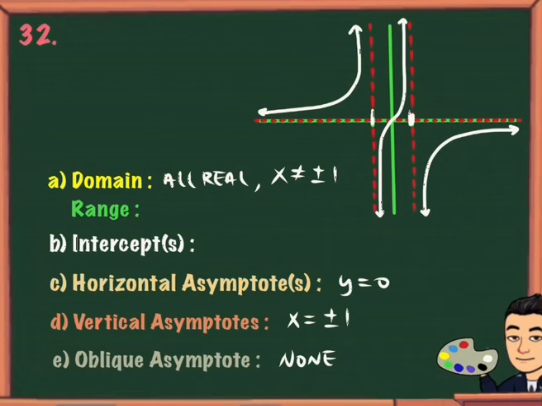For the range, it looks like because of this middle part, you can check it and see that it covers the whole entire range. So the range is going to be all real numbers. So the only intercept you see is right here at the origin. Okay, so it's actually going to be x and y intercept, and then it's going to be at the point 0, comma 0.